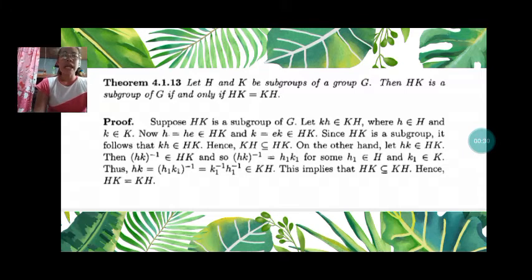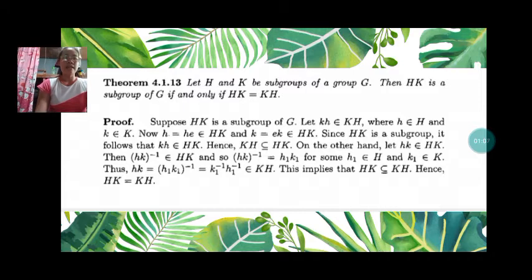Suppose HK is a subgroup of G. Let small kh be an element of KH, where small h is an element of big H and small k is an element of big K. Now, h is equal to he, an element of HK, and k is equal to ek, an element of HK. Since HK is a subgroup, it follows that small kh is an element of HK. Hence, KH is a subset of HK.